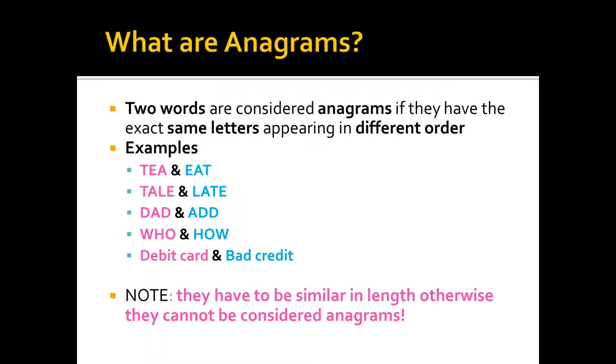Okay, so what is an anagram, or what are anagrams? Two words are considered to be anagrams if they have the exact same letters appearing in different order. Some examples are tea and eat. They're both anagrams because they have the exact number of letters but in different order. Another example is tail and late, dad and add, who and how. Both have the same exact number of letters and in different order.